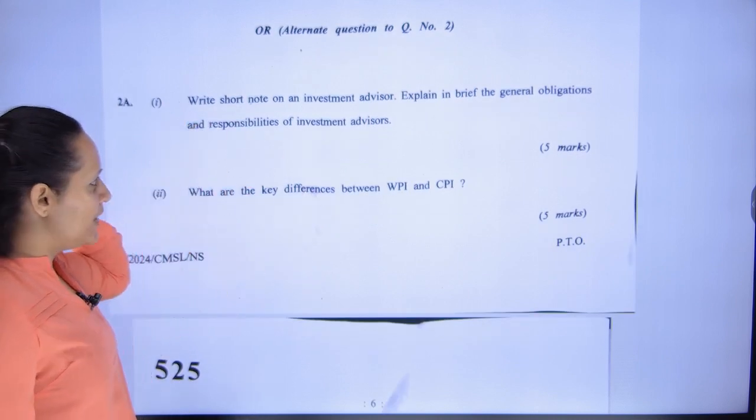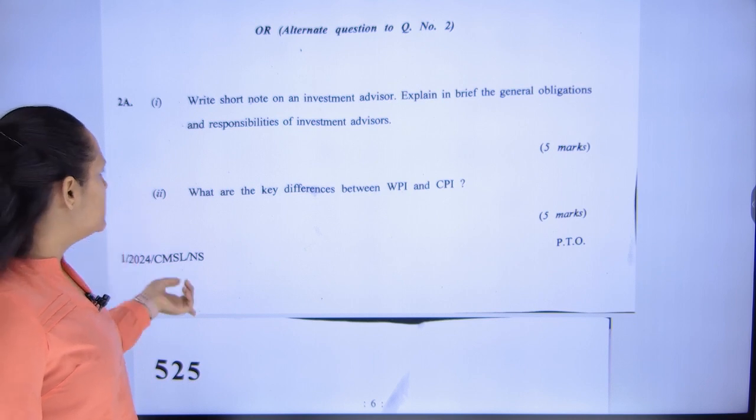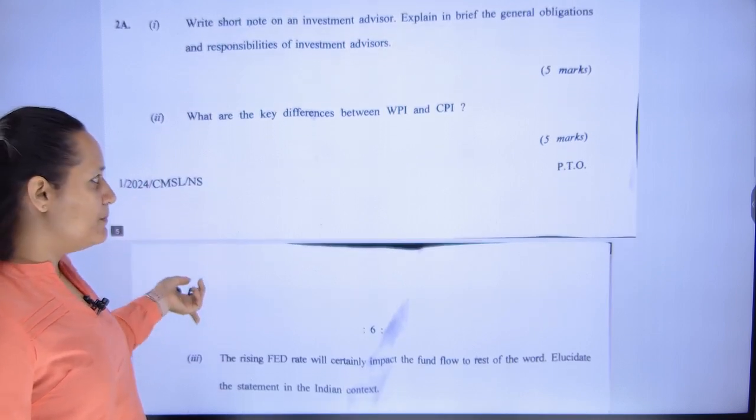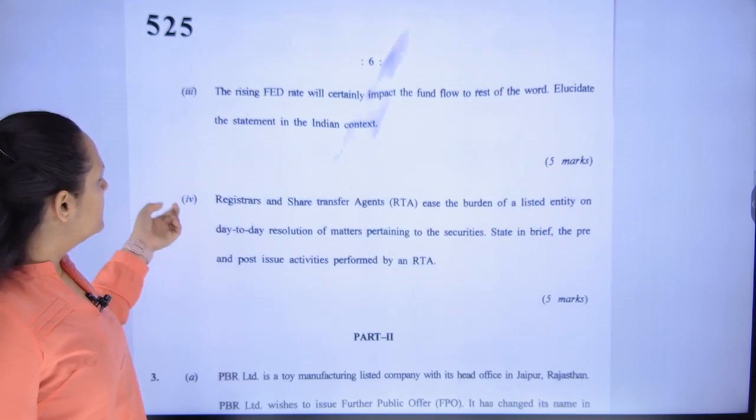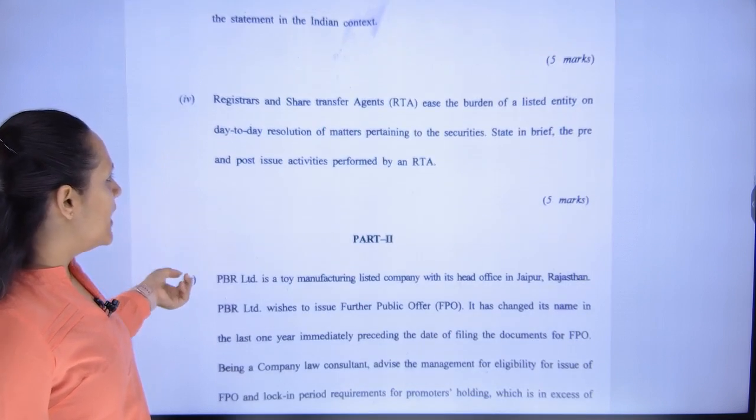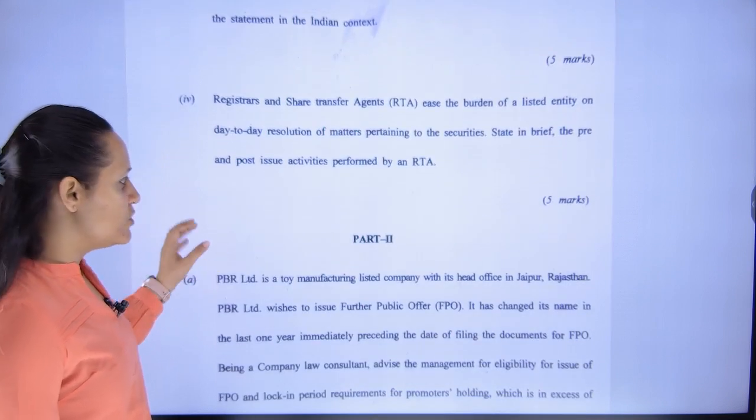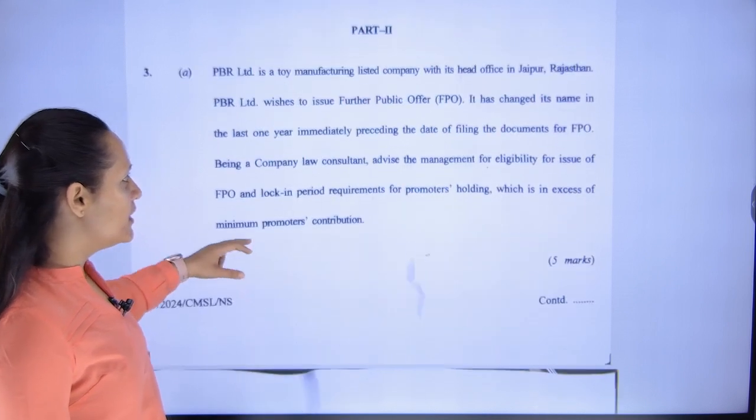Write a note on investment advisors. Briefly explain the obligations and responsibilities. What is the difference between WPI and CPI? Okay, again all the direct questions are also very easy. So part 1 is significantly easier.